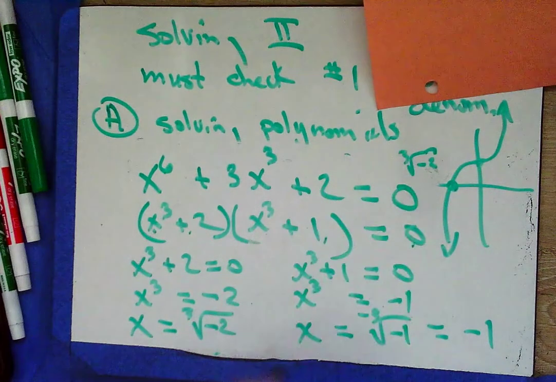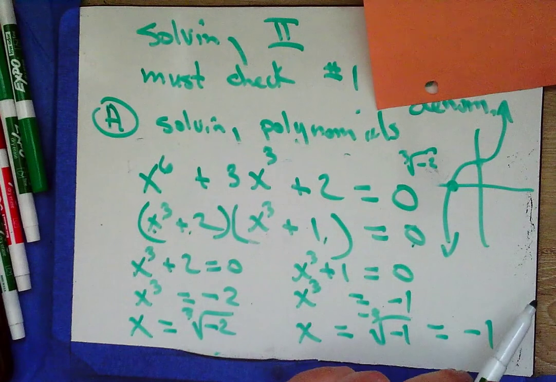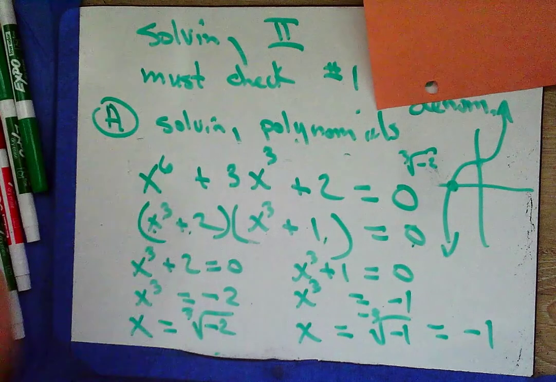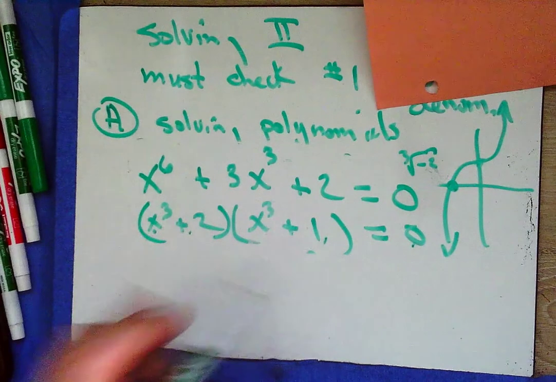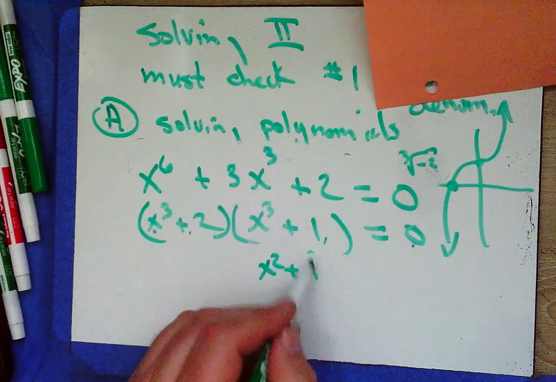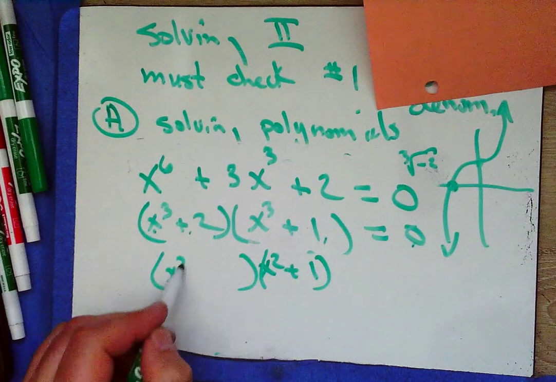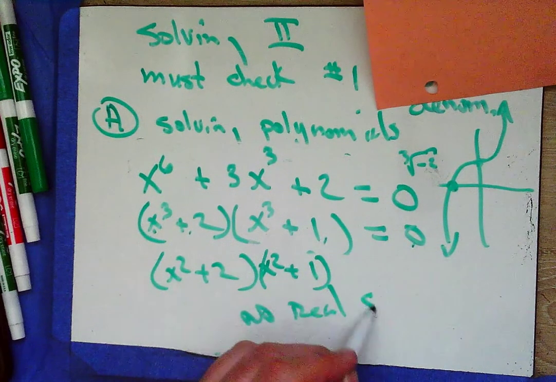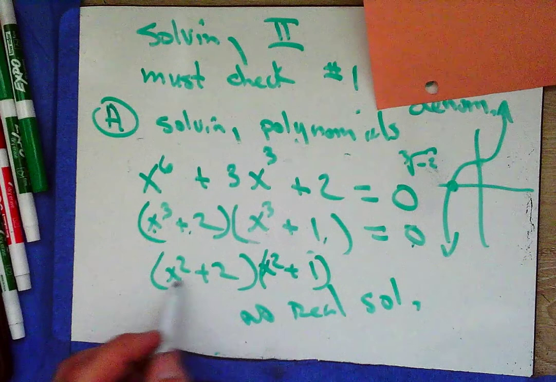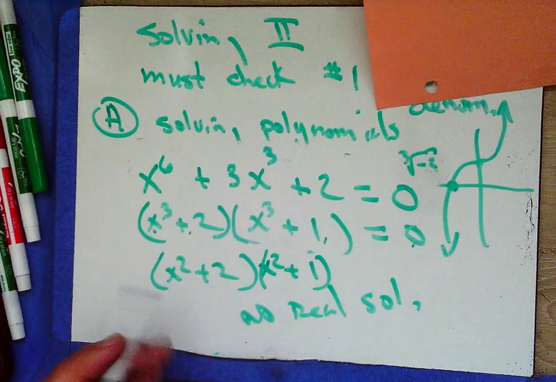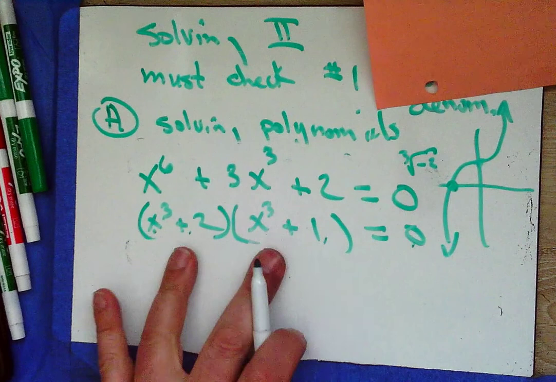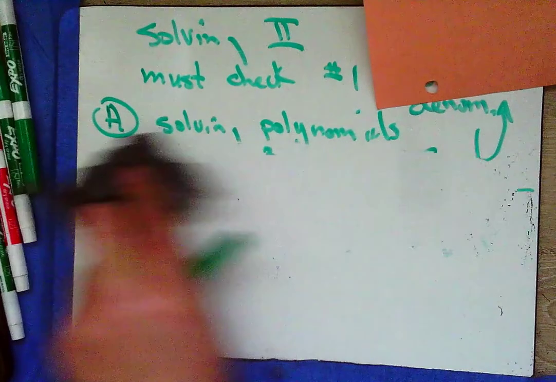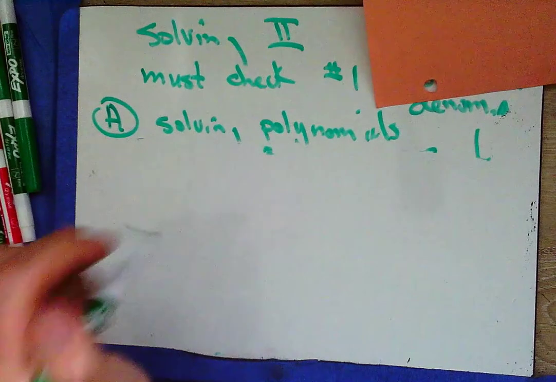Remember, I can take the cube root of a negative number, I can't take the square root of a negative number. So when I see the factors x squared plus 1 and x squared plus 2, then I say no real solution, because these parabolas never intersect the x-axis. But these x to the third functions, they definitely hit the x-axis. Okay, how about this one?